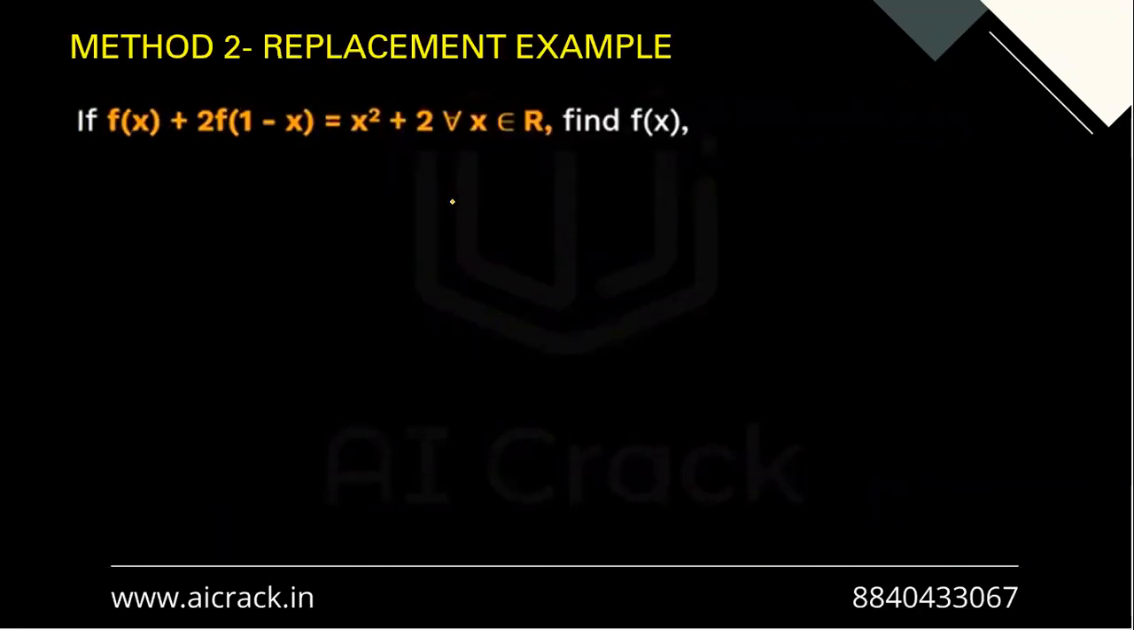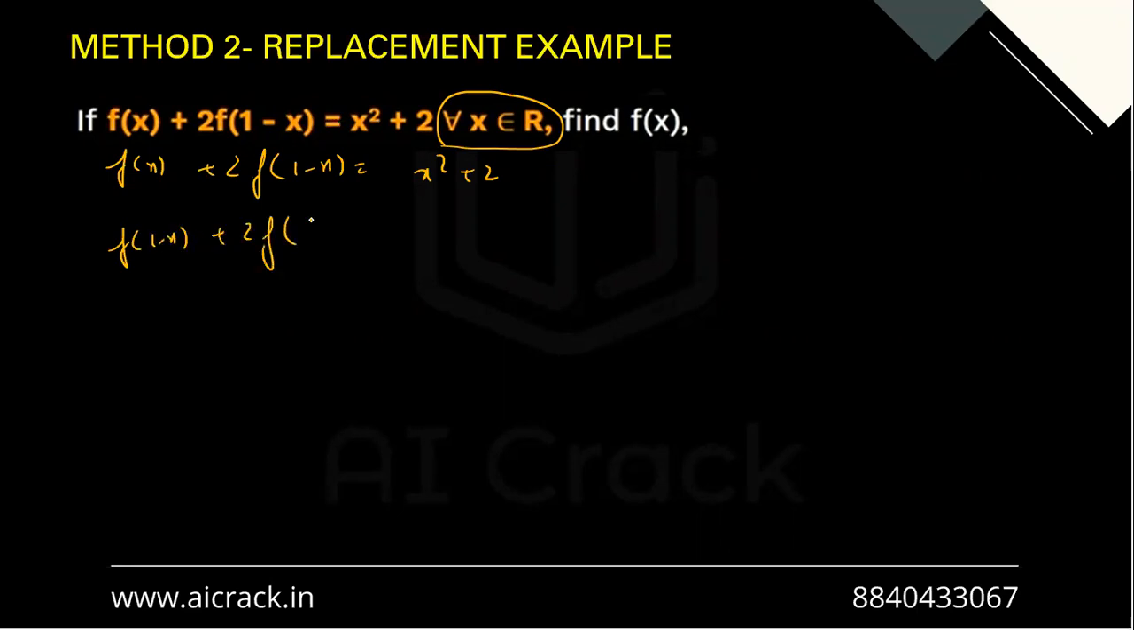Now let's look at the second example and the second method as well, that is the replacement method. Here, f(x) plus 2 times f(1 minus x) equals x squared plus 2 for all x belongs to R. When I say for all x belongs to R, I can replace x with something else, right? So if I write f(1 minus x) plus 2 times f(1 minus (1 minus x)), that is nothing but x only. That would give me (1 minus x) squared plus 2.